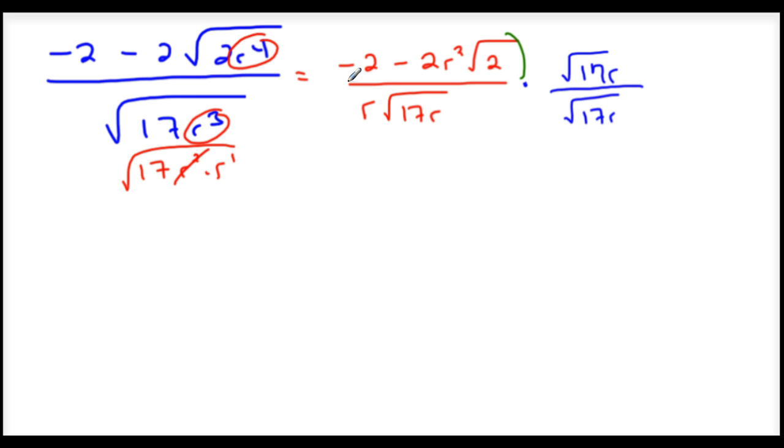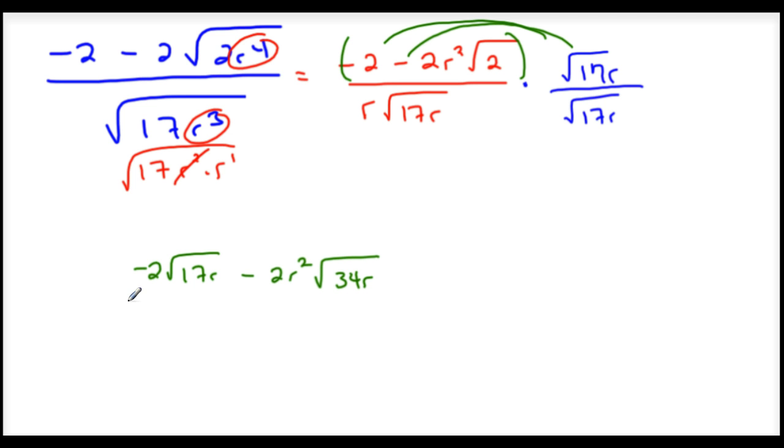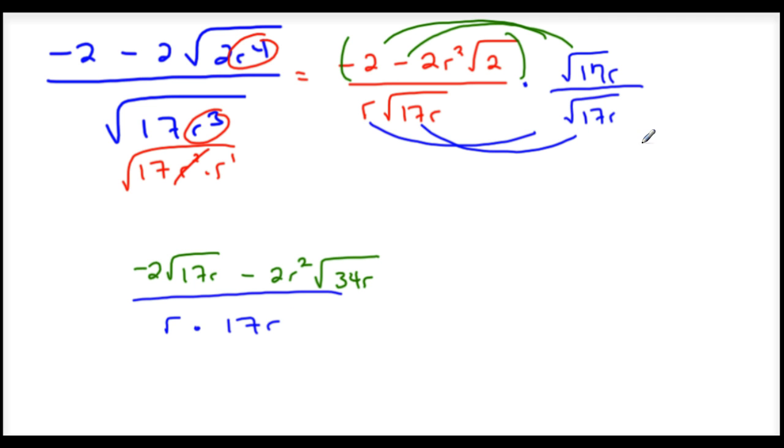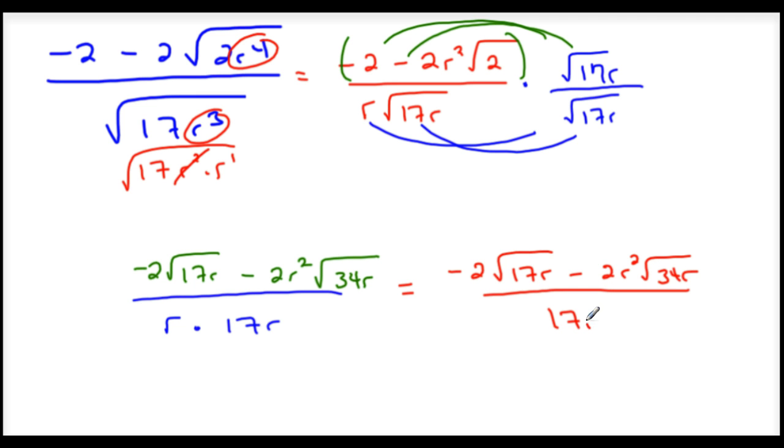I'm going to distribute this negative 2 out here. Negative 2 times radical 17r is going to be negative 2 radical 17r. Negative 2r squared radical 2 times radical 17r is going to be minus 2r squared radical 34r, over r times 1 is r. So I have r times radical 17r times radical 17r, which is just 17r. And to simplify this: negative 2 radical 17r minus 2r squared radical 34r over 17r squared.